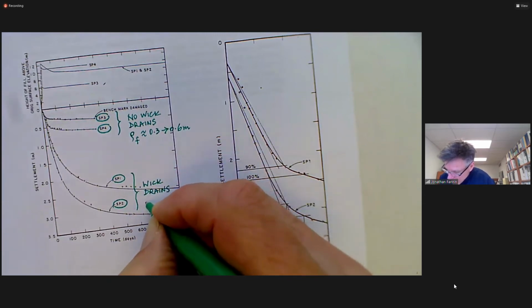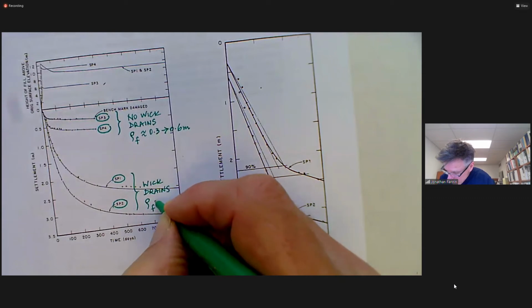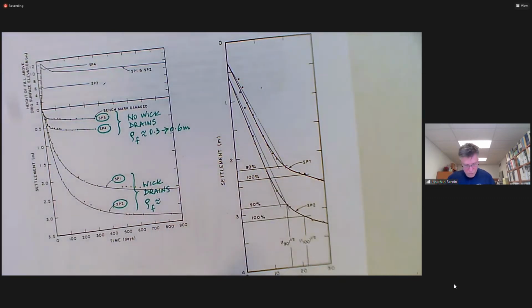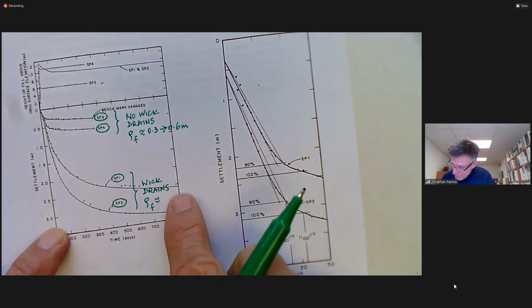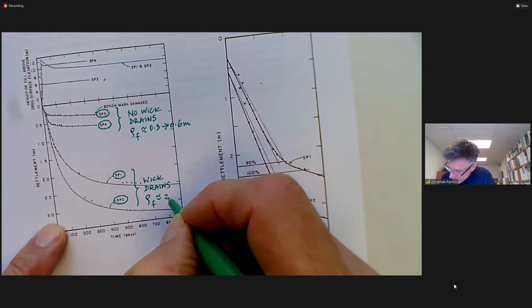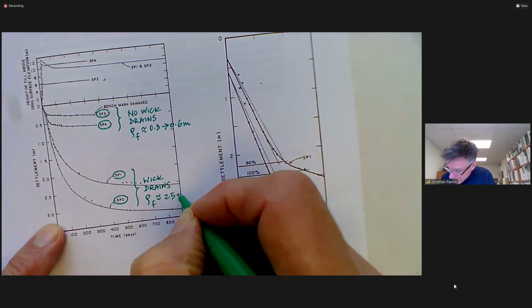And the final settlement is of the order of 2.5 to maybe 3.5 meters. Enormous settlement.